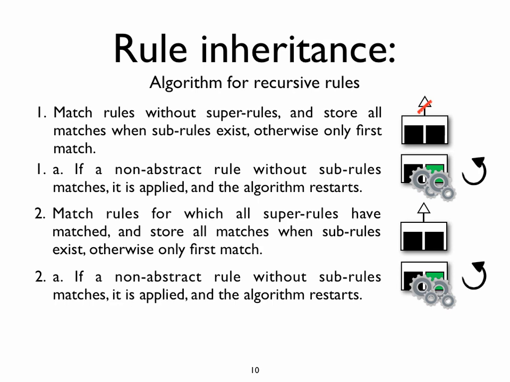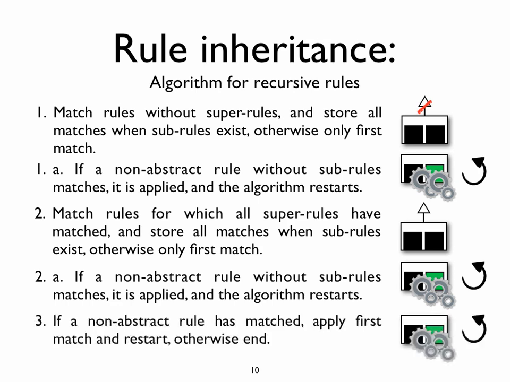Let's say that happens. If we arrive at the end, we've gone through all the rules and we haven't found any match of a non-abstract rule, then we end the algorithm. Otherwise we take the first match and we restart the algorithm again. So this is basically a loop in a loop, if you can see it.